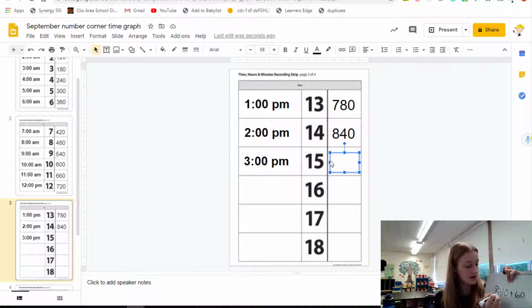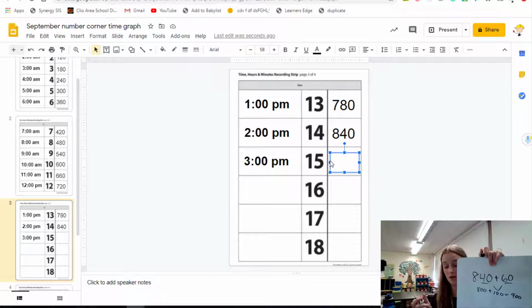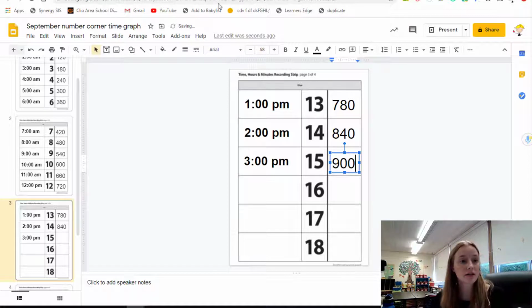Okay, so let's take our tens and let's add up our tens first. So we have 60 plus 40. So let's count together. 60, 70, 80, 90, 100. So this equals 100, and we already have 800 over here. So 800 plus 100 equals 900. Okay, so I'm going to go ahead and plug 900 in there.